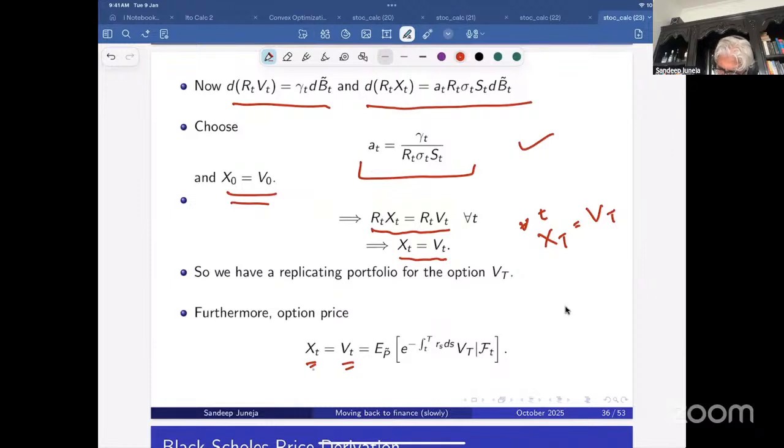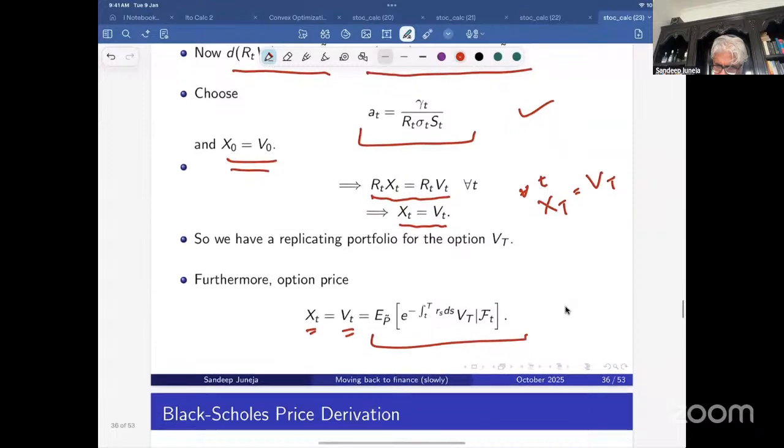So price of the replicating portfolio and price of the option is the following conditional expectation. This is clear to everybody, right? That's how we defined V of small t. Everybody with me on this? Yep. All right. Let's carry on.